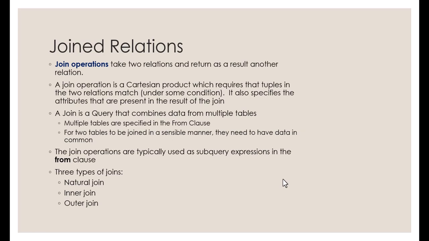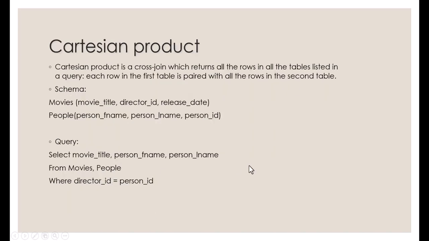The first one was Cartesian product, which is pretty much all the possible combinations between the two tables that we're joining. We also talked about natural join, where we're joining two or more tables where the common attributes have the same value, they're equal to each other. We also talked about inner join and outer join, and we'll talk about that in SQL.